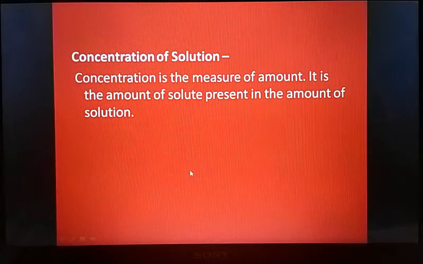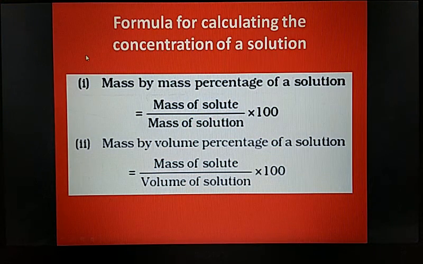Now our next topic is concentration of solution. Concentration is the measure of the amount of solute present in the amount of solution. Now we have certain formulae to calculate the concentration of a solution. First, here it is mass by mass percentage of a solution, where you need two things, that is mass of solute and mass of solution. So mass by mass percentage of solution can be calculated using this formula: mass of solute upon mass of solution into 100. So you'll get the answer in percent.